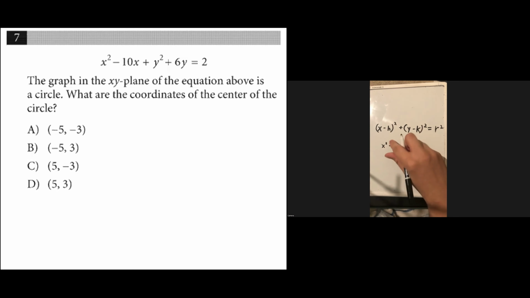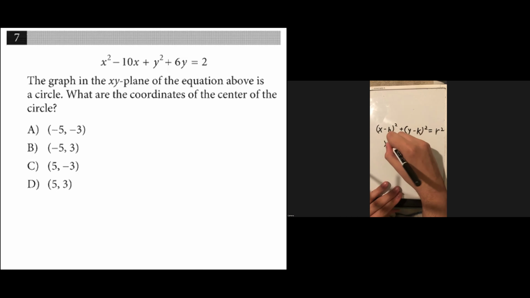plus y squared plus 6y equals 2, into this other equation. I wrote this way too small. You probably cannot read that. Let me write that again: x squared minus 10x plus y squared plus 6y equals 2. Okay, so we need to turn these into this.